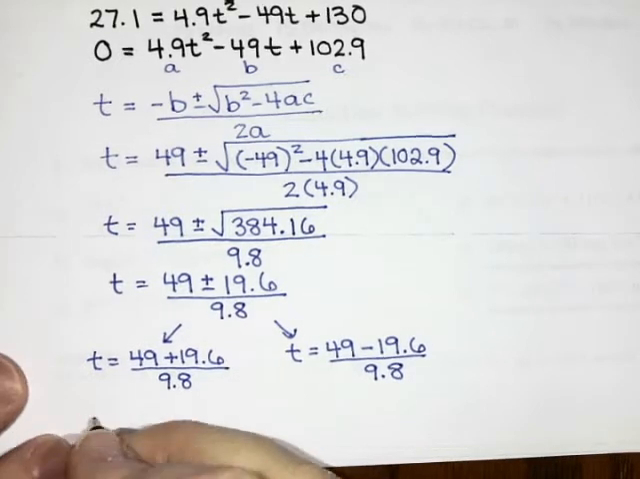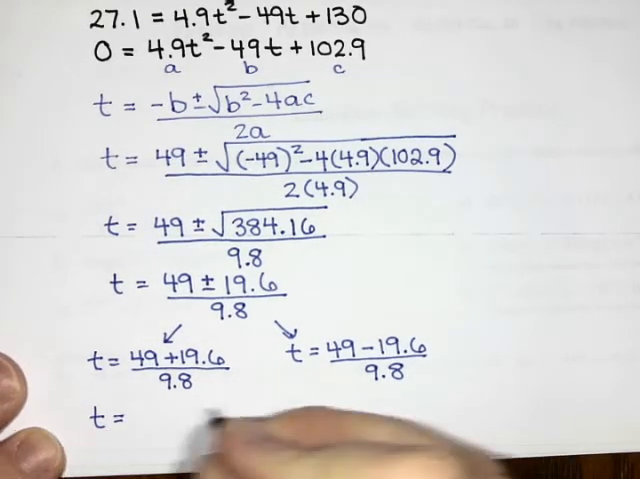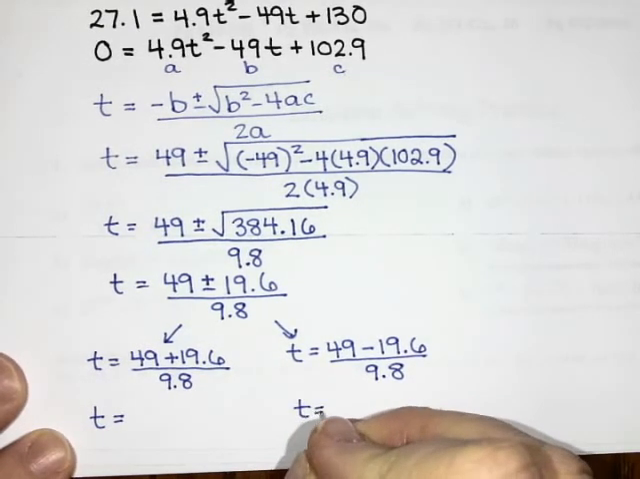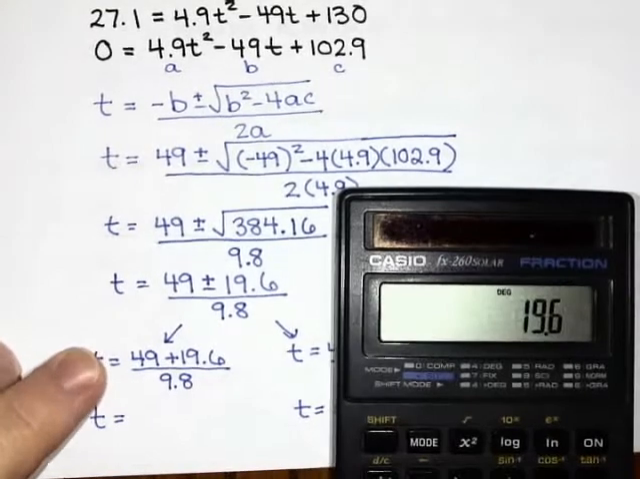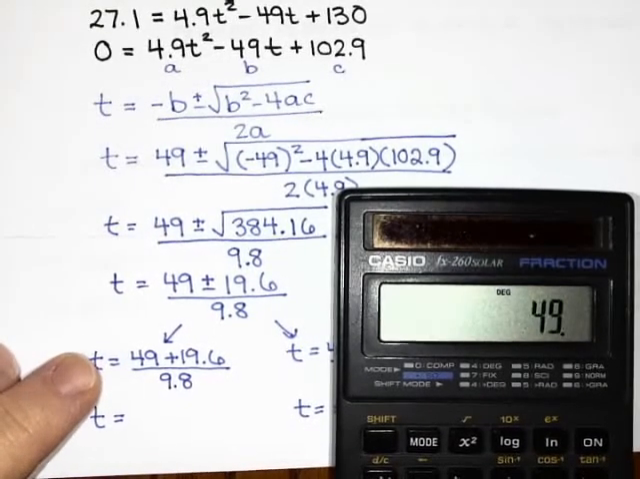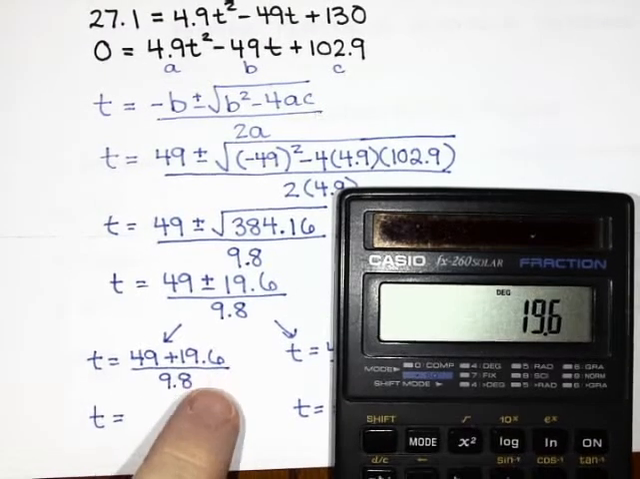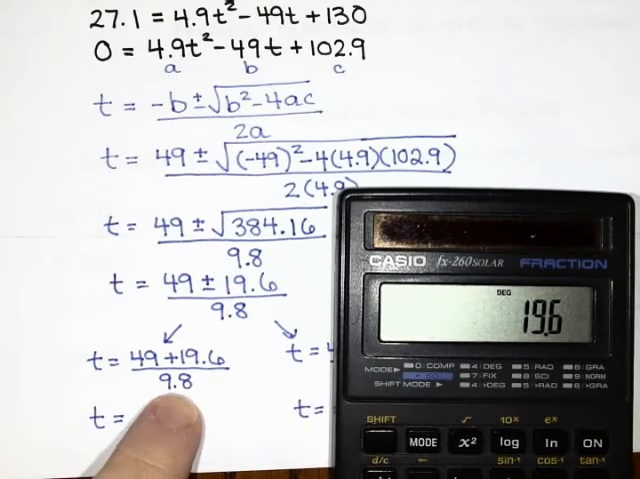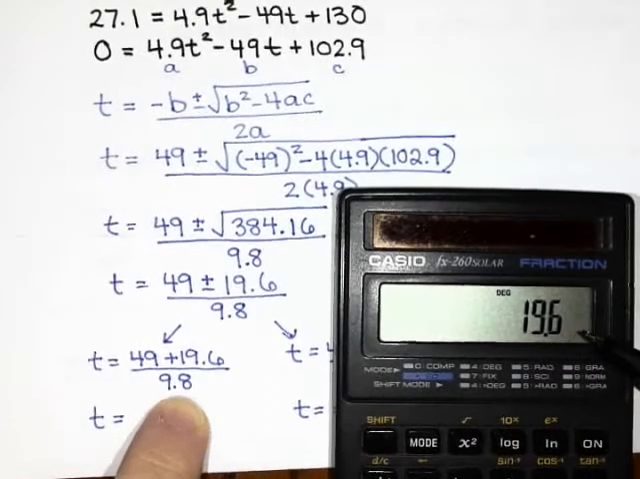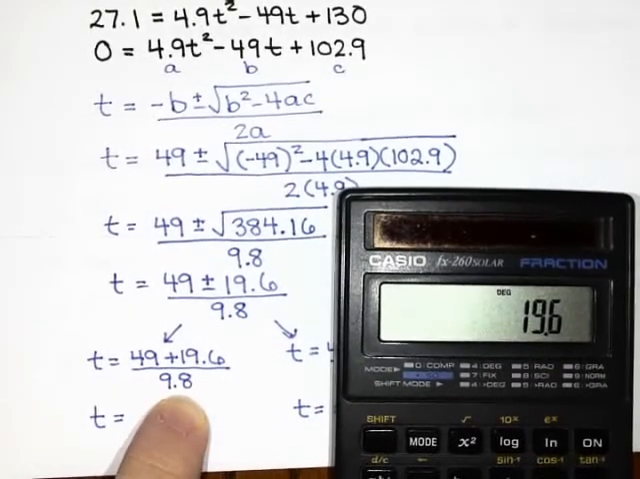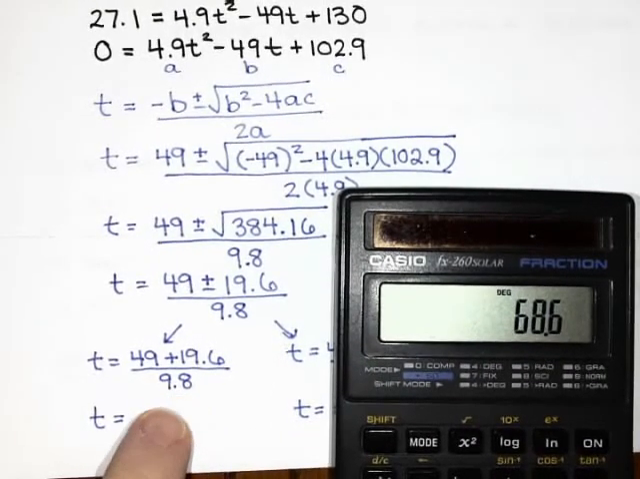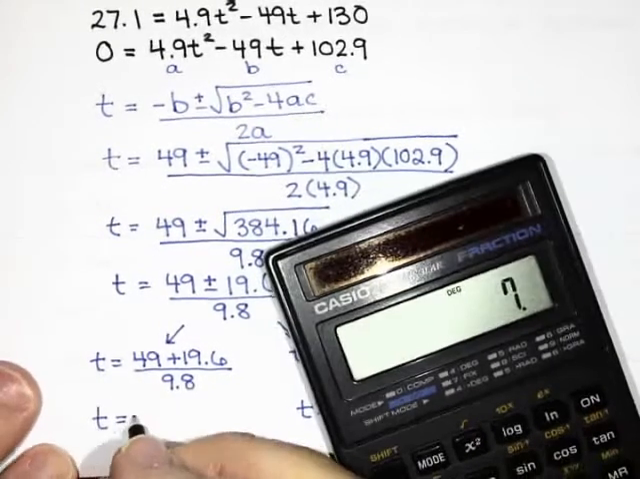Okay, so I'm just going to calculate in one step on my calculator. I'm going to start by doing 49 plus 19.6. It is really important that you hit equals before you divide by 9.8. If you don't hit equals, the only thing that's going to get divided by 9.8 is the 19.6. So I want to hit equals to see what that equals, and then divide by 9.8. And I got 7.